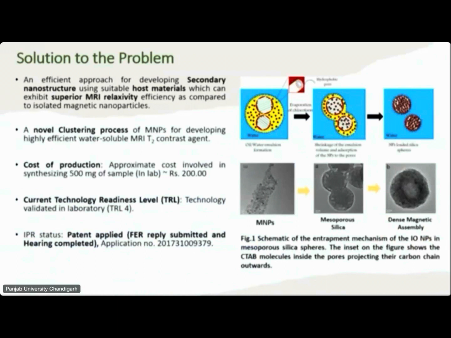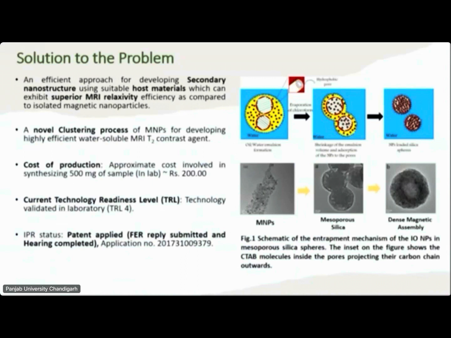Starting with iron oxide nanoparticles, we have used a biocompatible host material, submicron size silica spheres, which entrap the particles inside their pores. Our novelty is developing a dense assembly of magnetic nanoparticles by efficiently entrapping them inside these silica beads. During this process, nanoparticles are also shifted from the initial hydrophobic phase to a hydrophilic phase, because hydrophilicity is a requirement for biomedical application. This is the main novelty of our invention.